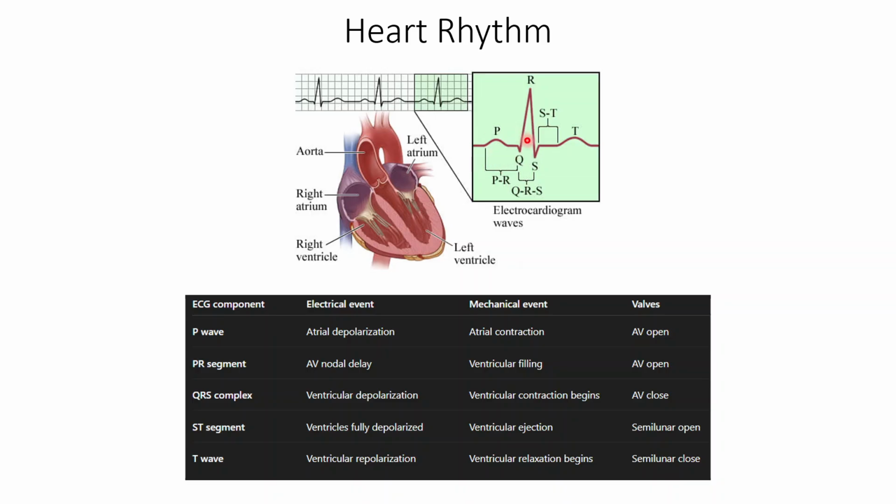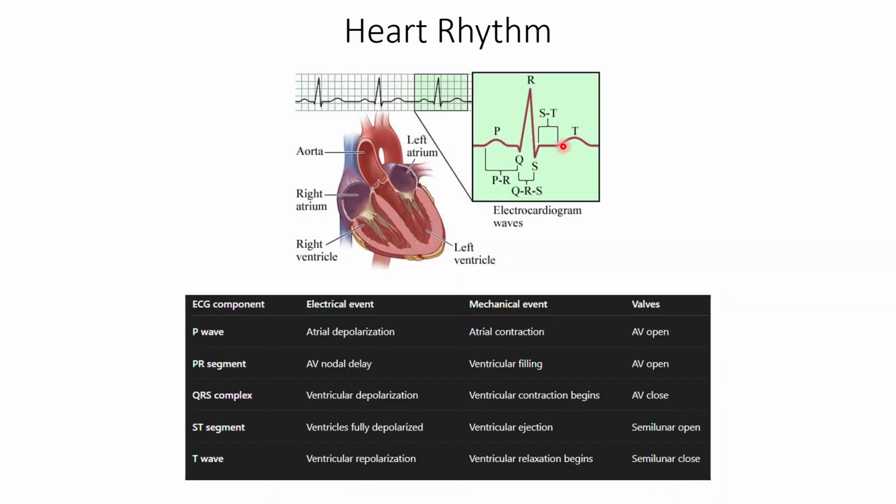Then you have the PR segment, so between P and R. That's just a slight delay of the AV node. During this time, the ventricles are filling with blood that is being pushed into them by the right and left atrium, and the AV valves are still open. Then you have this peak, which is the QRS complex. That is when ventricular depolarization occurs, meaning the ventricles are now fully filled with blood and ventricular contraction begins. So the AV valves now need to close, otherwise blood would flow back into the atria. So the AV valves are closed and the ventricles are going to start contracting.